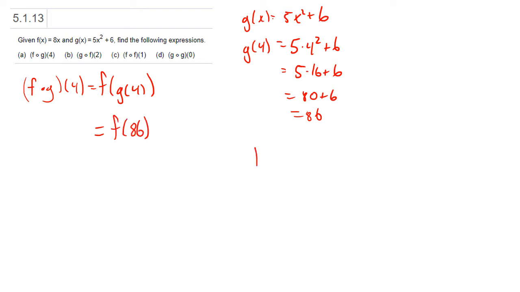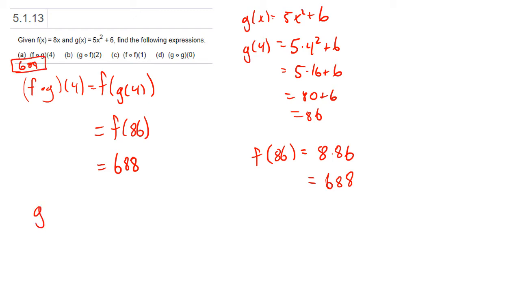And then what we would compute is what's f of 86? Well, f of x is 8 times whatever you input, and we are inputting 86. And 8 times 86 is 688. So f of g of 4, 688.